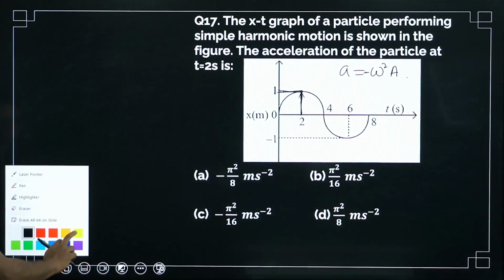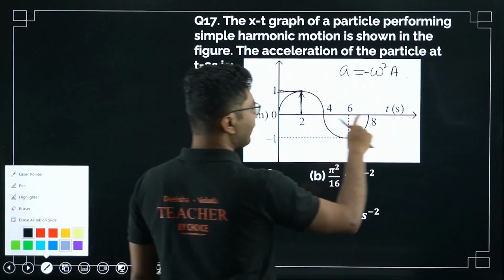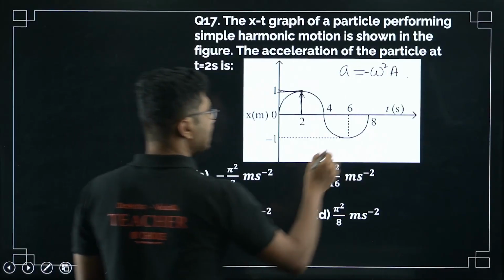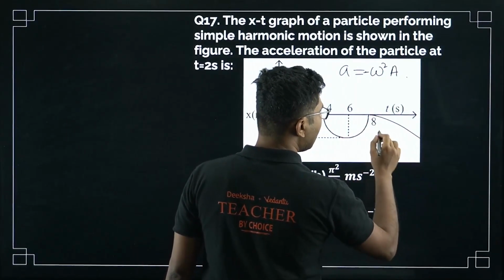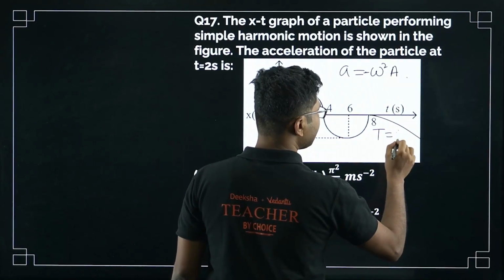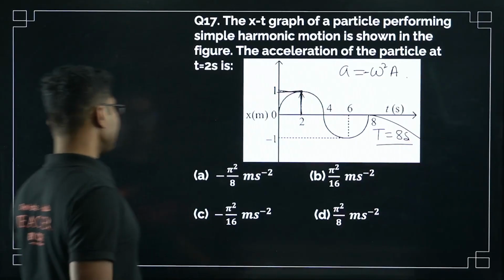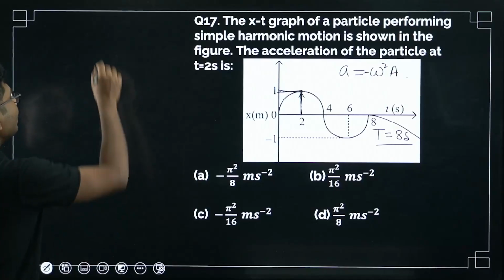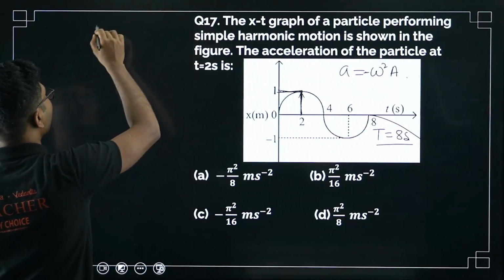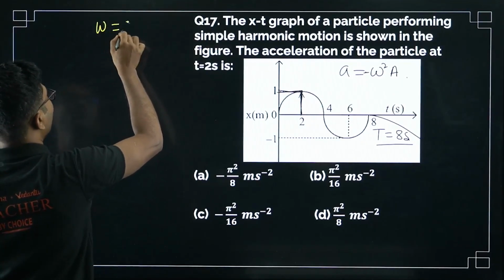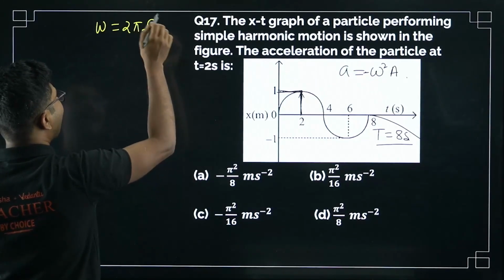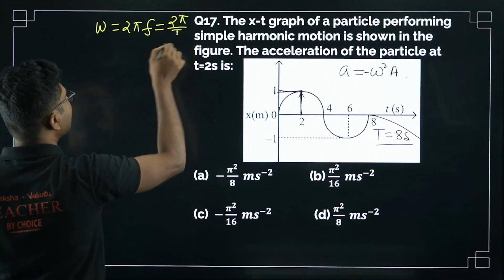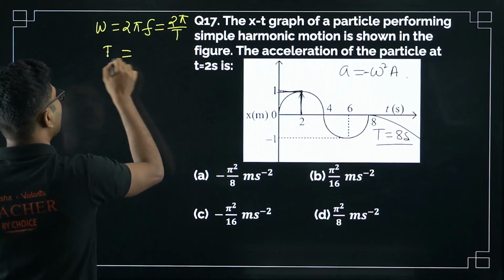How to calculate omega? If you see the entire graph, this is the point where the graph ends, so that means this is the time period of the graph. Time period is 8 seconds. Now what is the relationship between time period and omega? You remember in the AC chapter, omega is equal to 2 pi into f, and f is basically 1 upon T. So this is 2 pi by T, or T is basically 2 pi by omega.